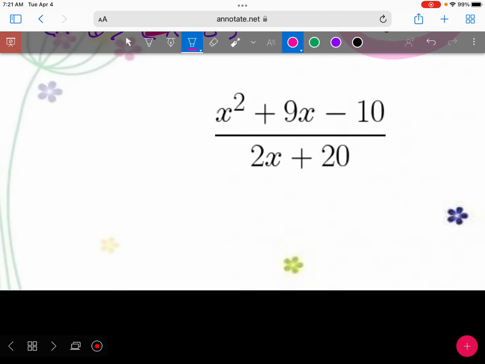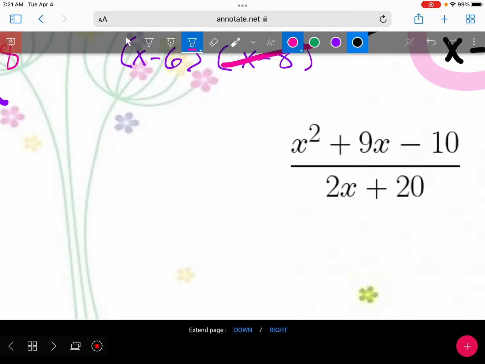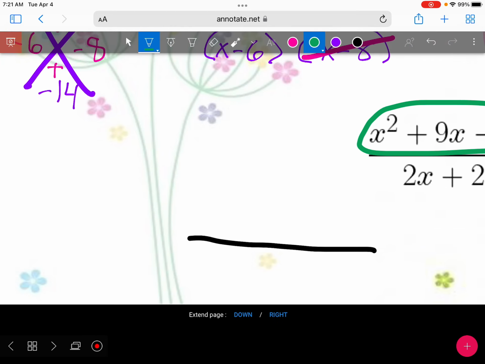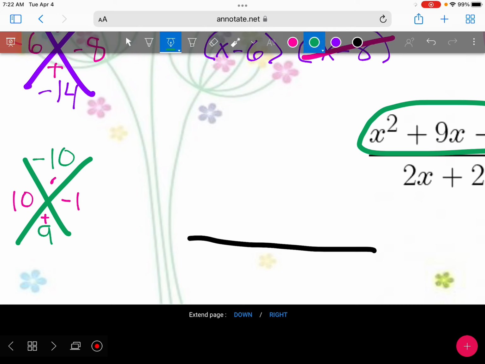Same process on the bottom one. We're wanting to get this into, ooh, wrong pen. We're going to get this into factored form so that we can simplify it. So let's look at our numerator here. What do we get when we factor this? What goes at the top? Negative 10. And the bottom? 9. What pair of numbers multiplies to be negative 10 and adds to be 9? 10 and negative 1. So our factored form here is x plus 10, x minus 1.